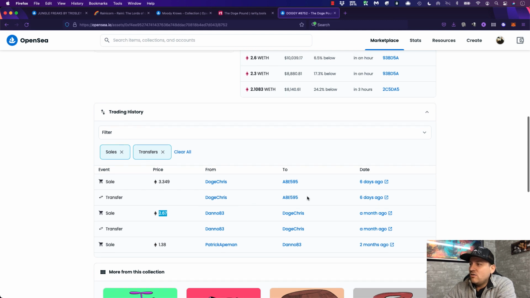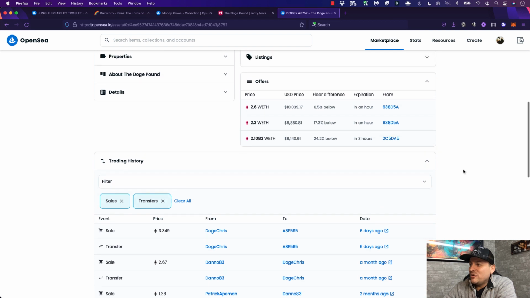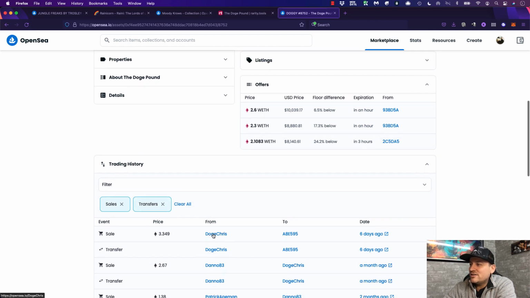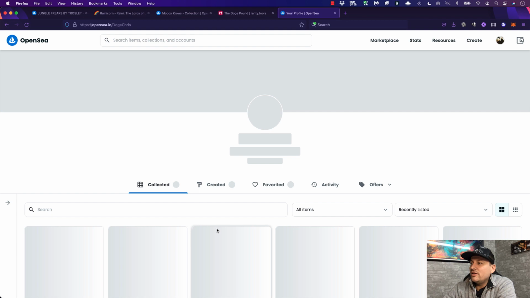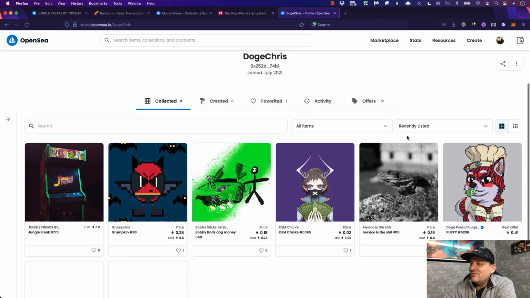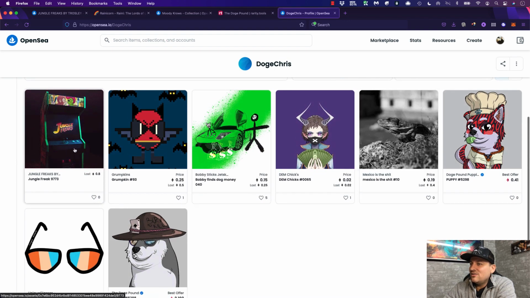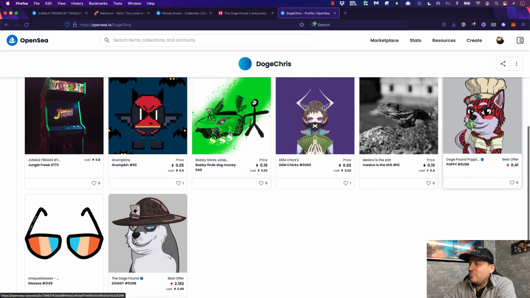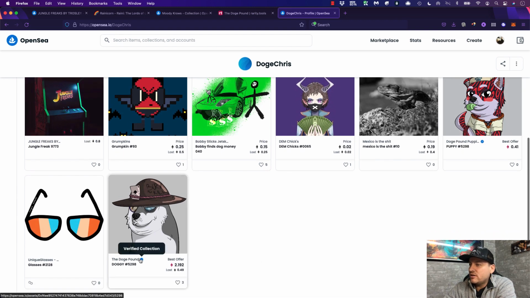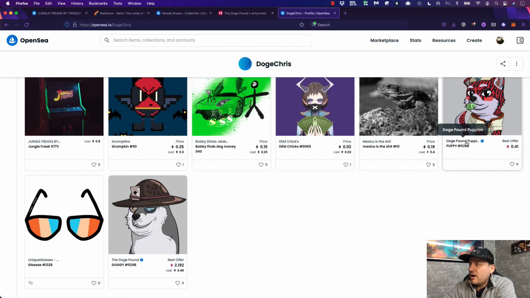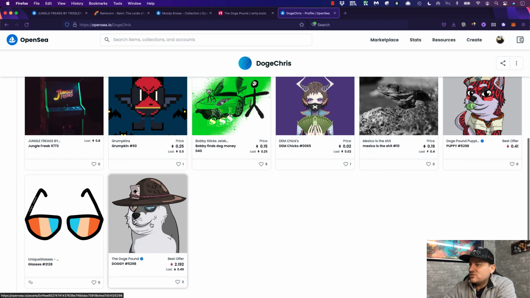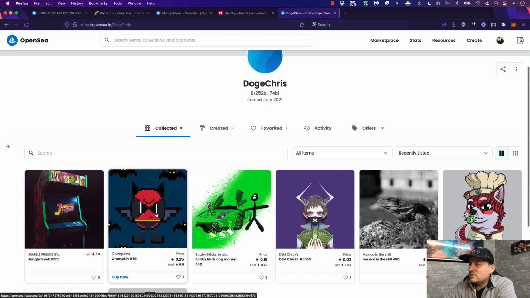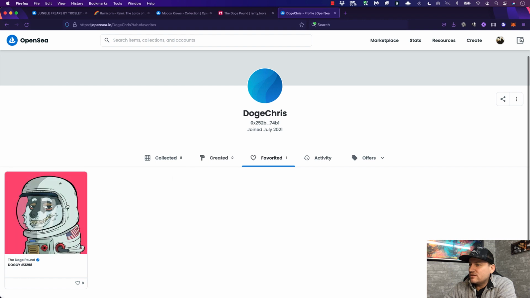But this person is now looking to sell it right away, even though they're Dodge Chris, which you can go and look in their wallet as well and see if they own any of their Doge. They got one of these, so they did a good job there. They got the puppy. This was actually, I believe, a collection that's a part of this. Doge Pound puppies. So that's interesting. But look, this is a different one than they've got being sold. You can see what they've got as a favorite.